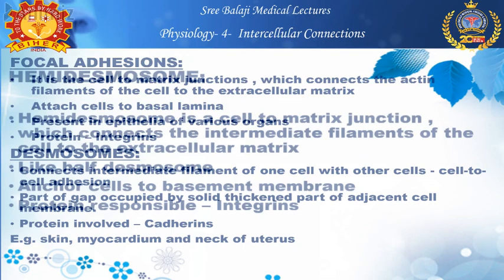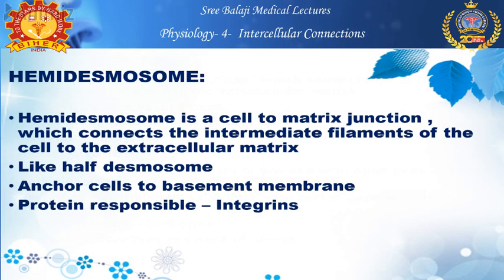Now we are going to see about hemidesmosome. Hemidesmosome is a cell to matrix junction which connects the intermediate filaments of the cell to the extracellular matrix. This type of cell junction is like half a desmosome, and the thickening of the membrane of only one cell occurs. So this is known as hemidesmosome, or also called half desmosome. Mostly the hemidesmosomes connect the cell with their basal lamina. The proteins involved in this are integrins.